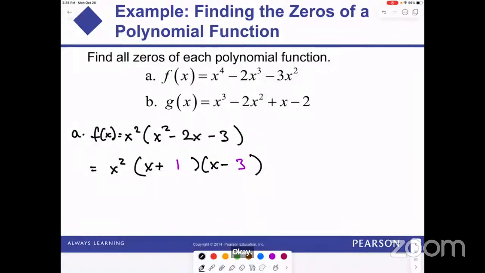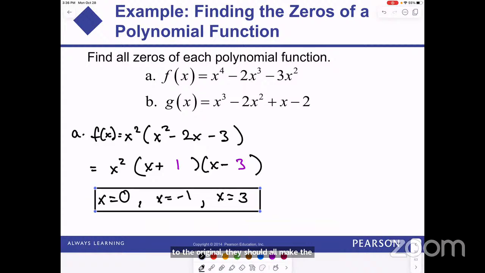So if we want the zeros, we set this equal to 0 and solve, using what's called the zero factor property. When two or more things multiply to give you 0, you set each factor to 0 and solve. From the first factor, the first zero is x equals 0. From the second factor, x equals -1. And from the third factor, x equals 3. When we plug these values of x into the original, they should all make the original 0. So these are the zeros, or the x-intercepts, of the original graph.